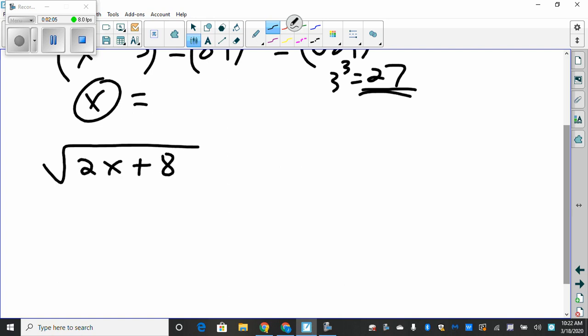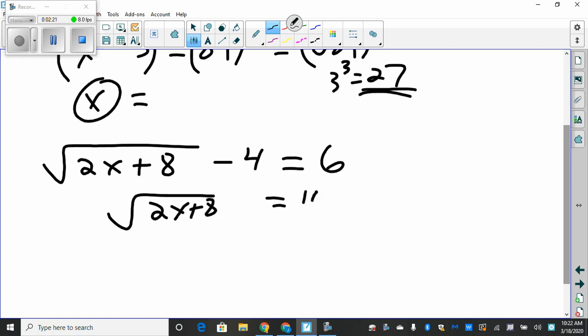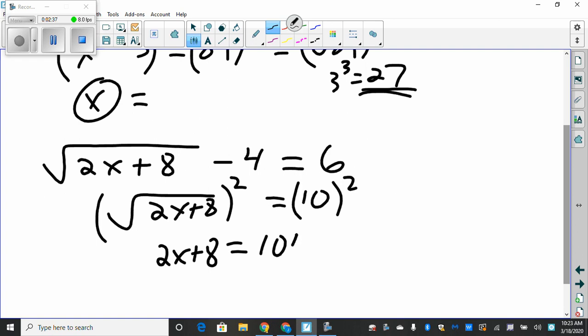minus 4 equals 6. Well, once again, obviously, the first thing to do would be what? Think about it. This guy, move him over here. So then I'll end up with the square root of 2x plus 8. Moving the 4, I'll get 10. Well, I got to square both sides since I've isolated the radical sign over on this side. So I'm just going to square this side. So I got to square that side. So that is just going to be 2x plus 8 equals, well, 100.